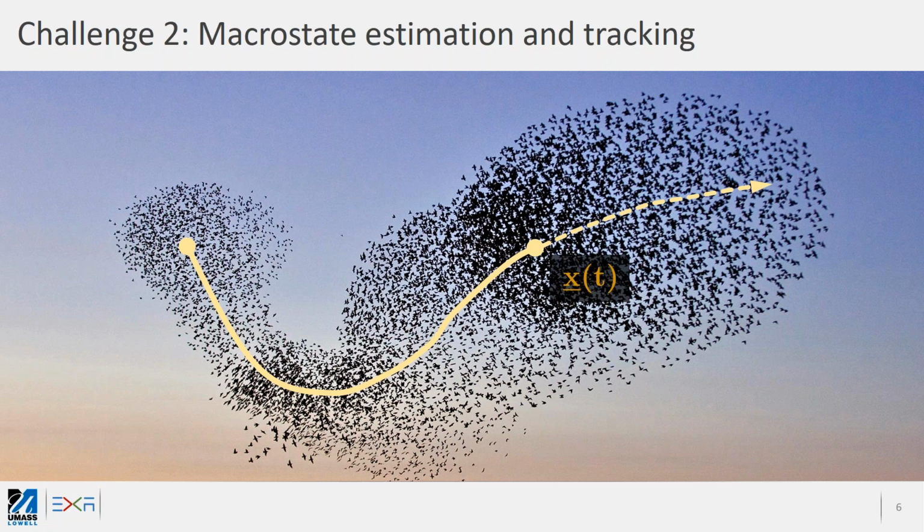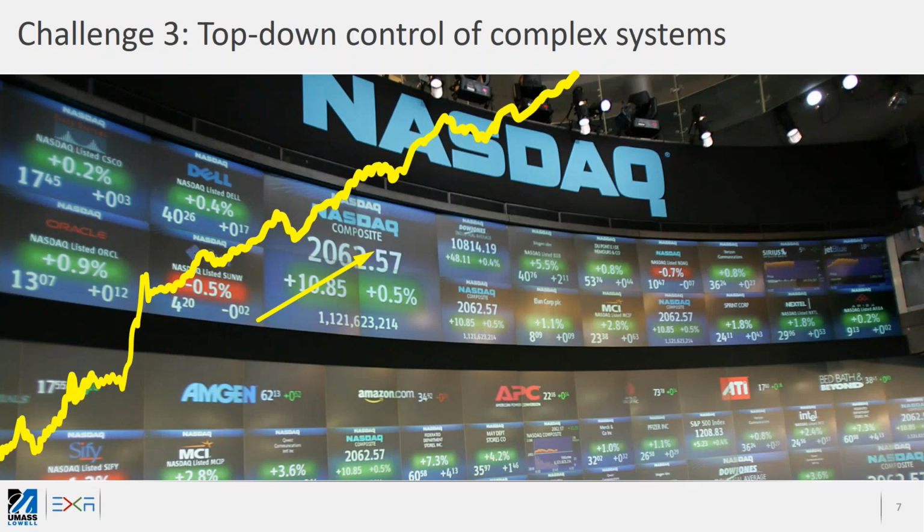The mean position and the mean velocity may not always be the best thing to use to describe the flock. That is why identifying or figuring out what the macro state is and tracking that macro state is an important second challenge. The third challenge is top-down control of complex systems.